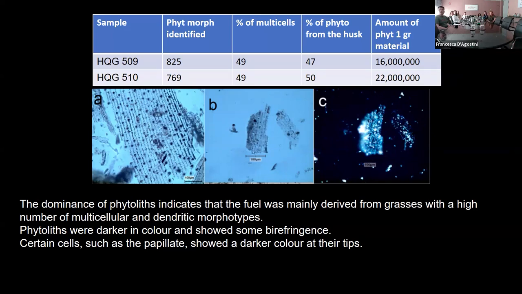And this happens when you heat the phytolith above 700 degrees. Because then the silica, at 700, 800, depending on the plant, becomes cristobalite, which is another phase of the silica that forms after high temperature. And then certain cells, like the papillate, which we showed before, present again this dark area.